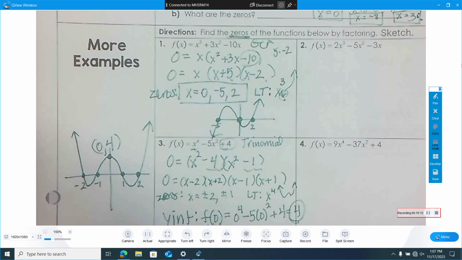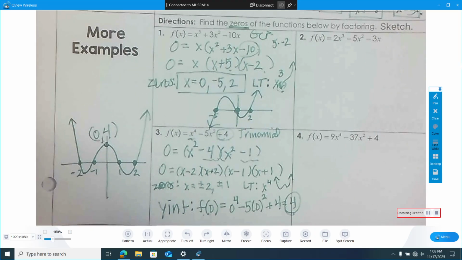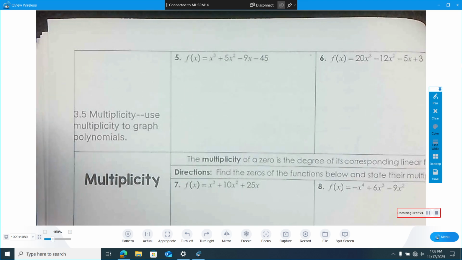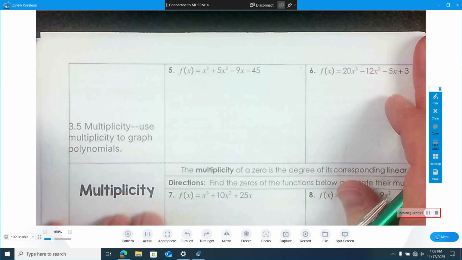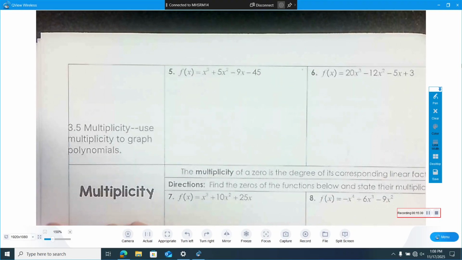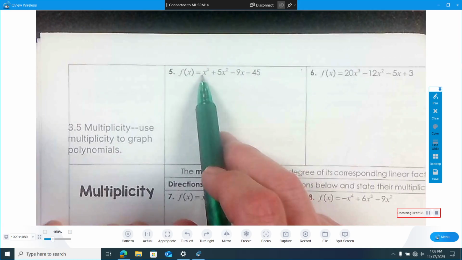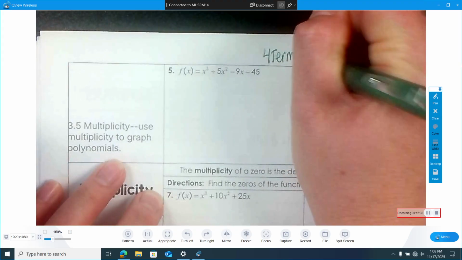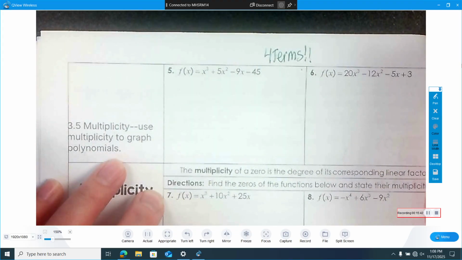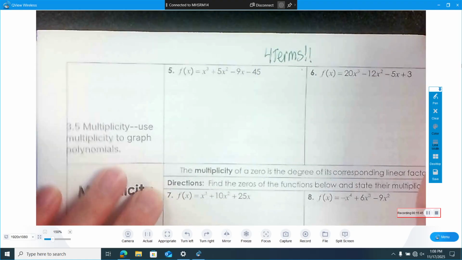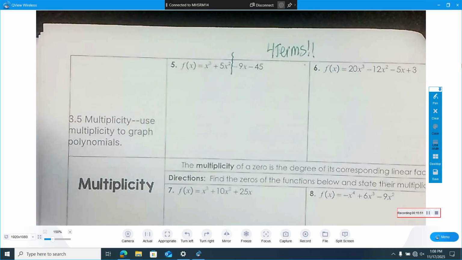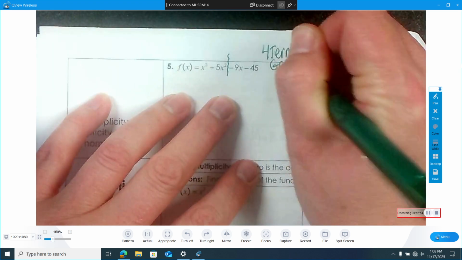You good with that? Okay. So, let's look at number 5. How many terms do you see on number 5? 4 terms. How do we factor with 4 terms? You gotta part the red C. This is where we split it, and then do the greatest common factor a whole bunch of times here.